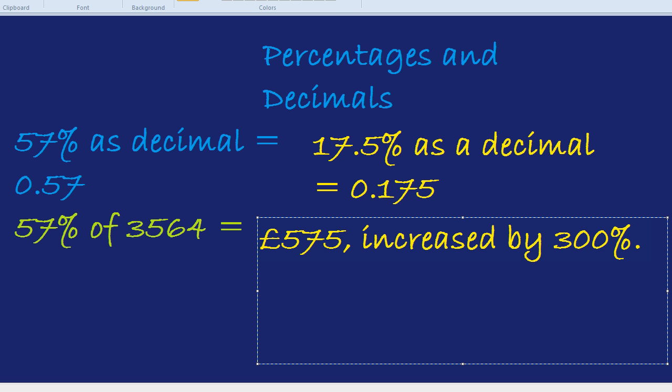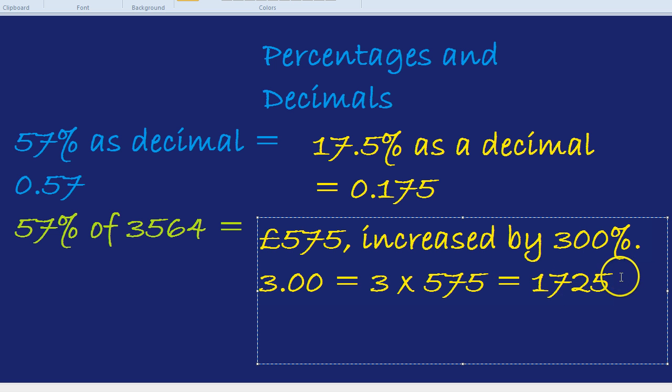If we did want it as a decimal, it wouldn't be 1 point anything or 0 point anything. It would be 3.00, kind of like a 300. 3.00, which is 3, times by 575. We could use a calculator for that. I'll just have a go in my head. 1,500 plus 225 is 1,725, I hope. If I'm wrong, don't blame me too much. And that is basically how you convert percentages to decimals.